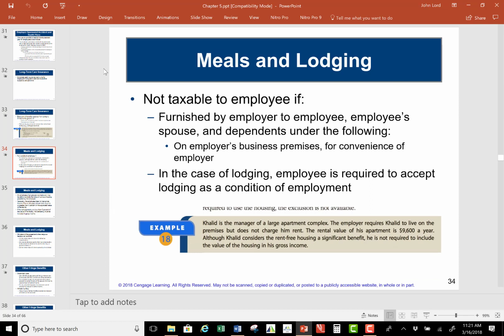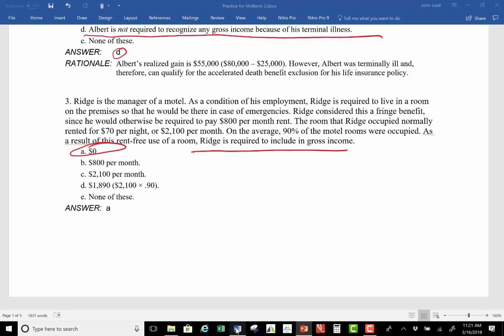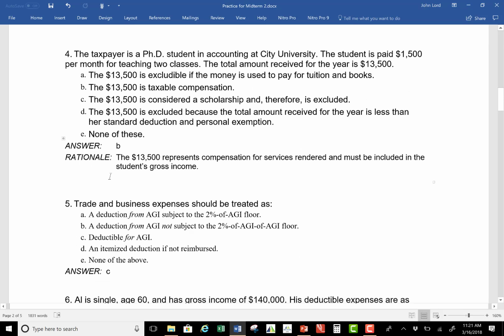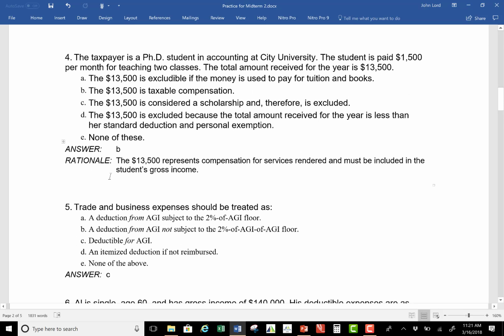Okay, let's take a look at number 4. Taxpayer is a PhD student in accounting at City University. The student is paid $1,500 per month for teaching 2 classes. The total amount received is $13,500, and the question is, do you have to include that? Yes, you do. This is not a scholarship, right? If it's a scholarship, we would not have to include it, but if you're having to perform some service for the money that they're giving you, then that becomes taxable, right? If it was a scholarship, you would not have to include it.